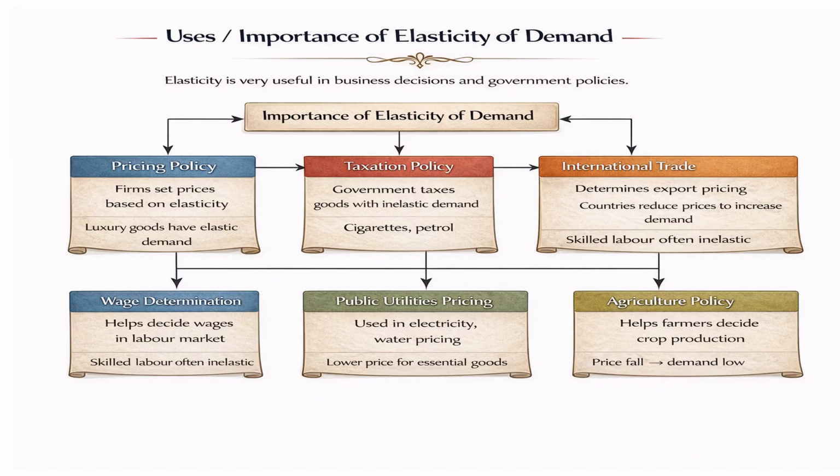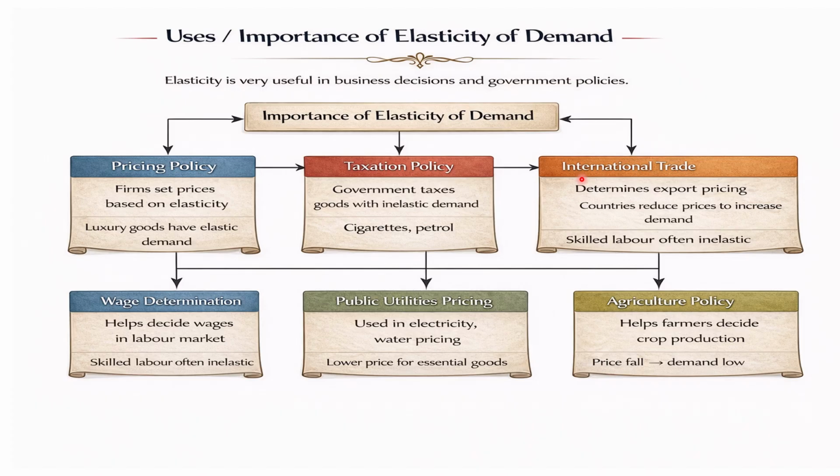Let's talk about the uses or importance of elasticity of demand. So here, elasticity of demand is useful for business firms, government and producers in decision making. Let's talk about them one by one. The first one is pricing policy. Here, firms set the price based on elasticity. For example, luxury goods usually have elastic demand, so price increases may reduce demand. The second one is taxation policy, in which government taxes goods with inelastic demand because demand will not fall significantly. For example, cigarettes and petrol.